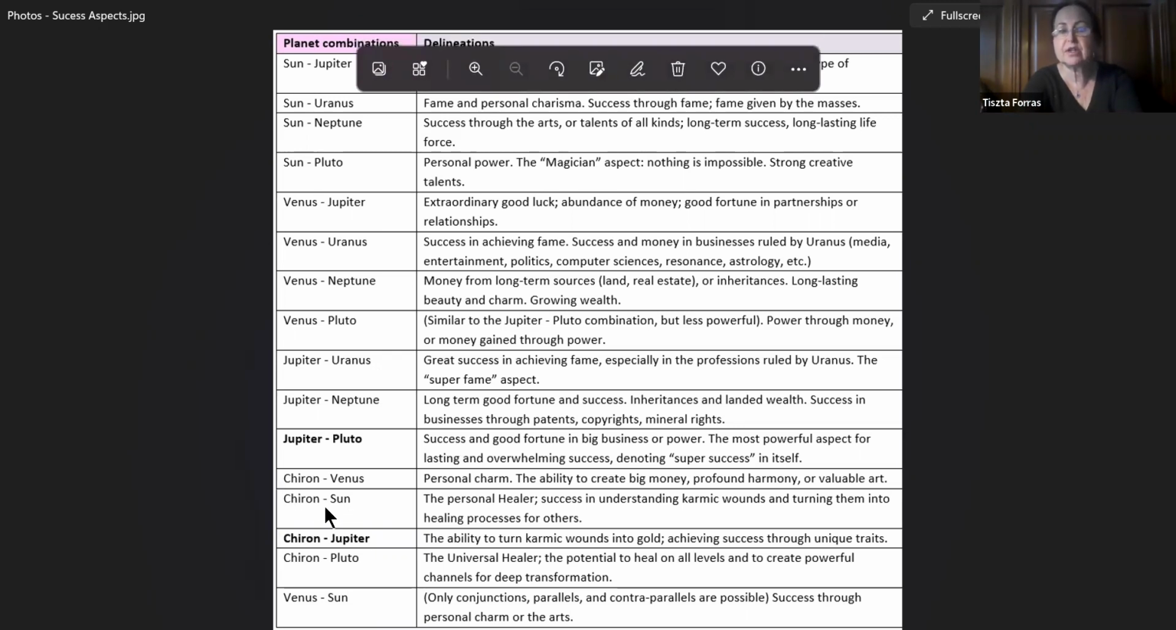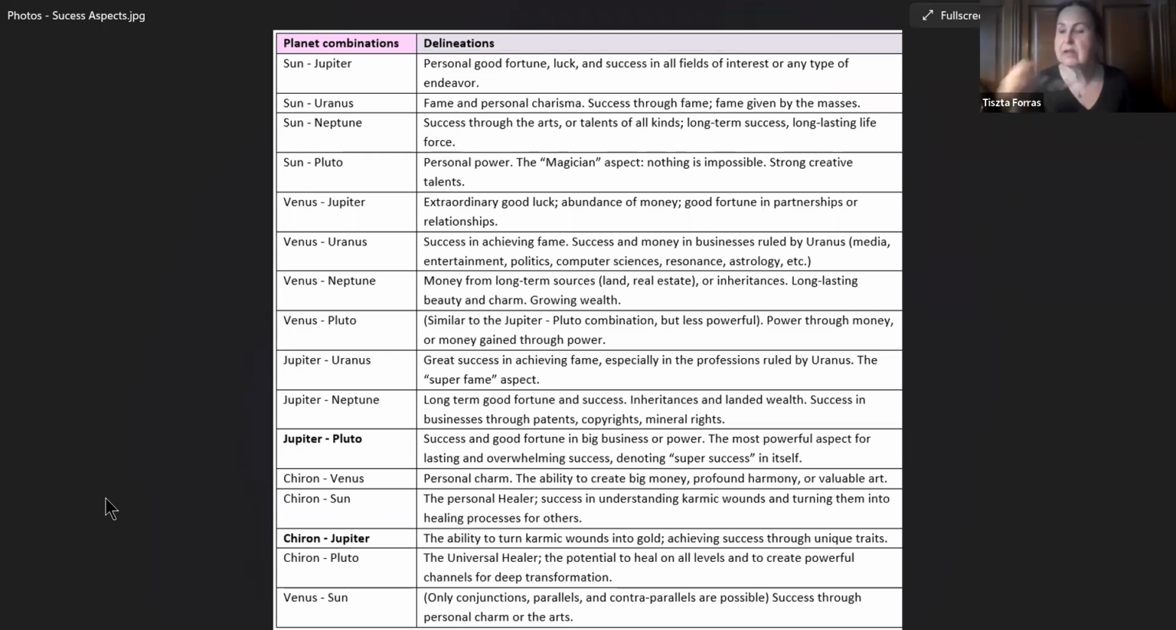There's a Chiron sun, which I labeled here with Chiron, and there's the Venus sun aspect, which is not a full range success energy, because out of the three, you can't have a Sun Venus trine in your chart. You can't have a bidirectional quincunx. So there's only the conjunction, the parallel, and the contraparallel possible, and it gives you personal charm. So that's the least important of the success aspects. So here come the Venus aspects.